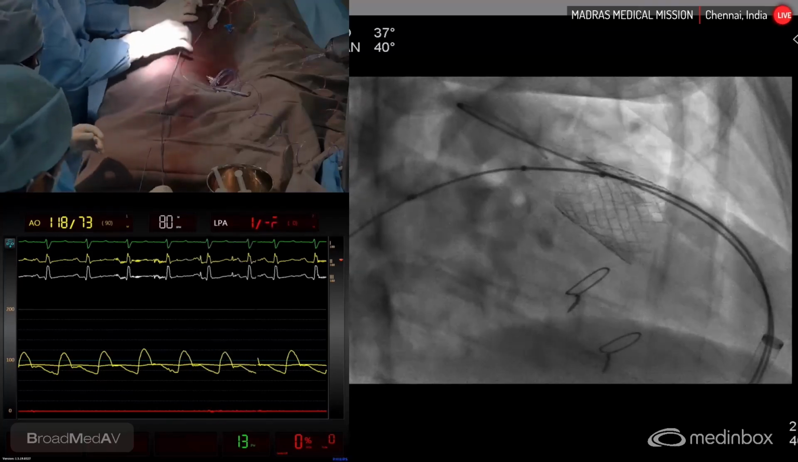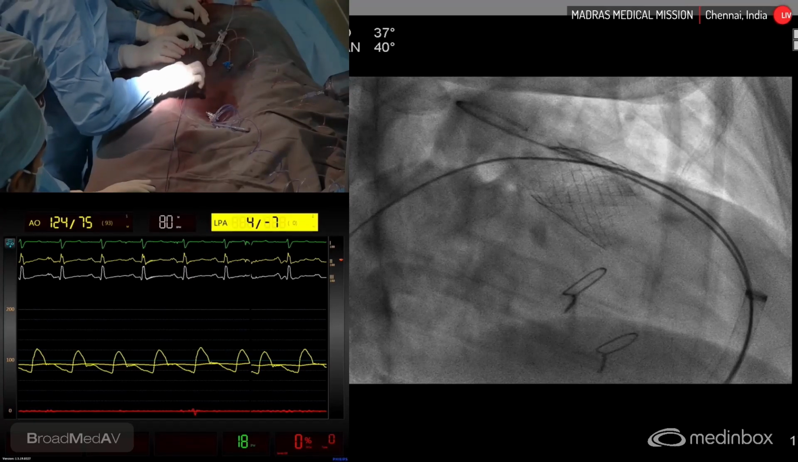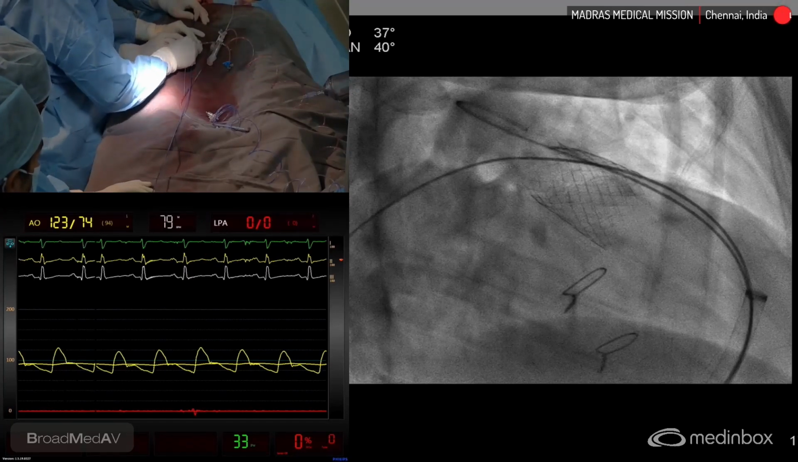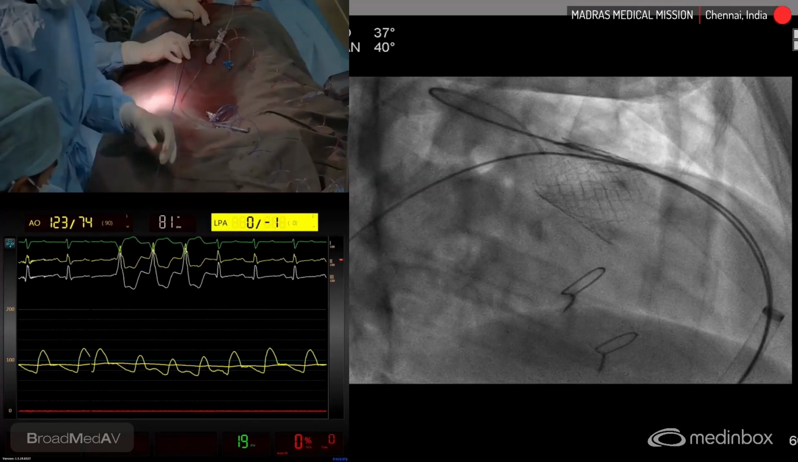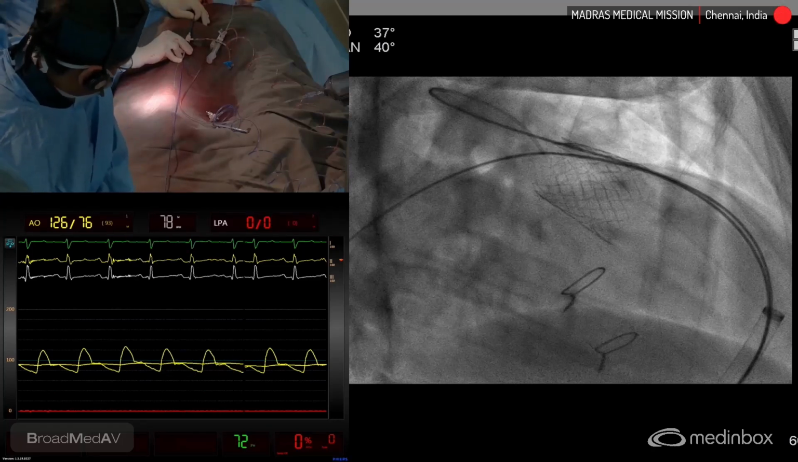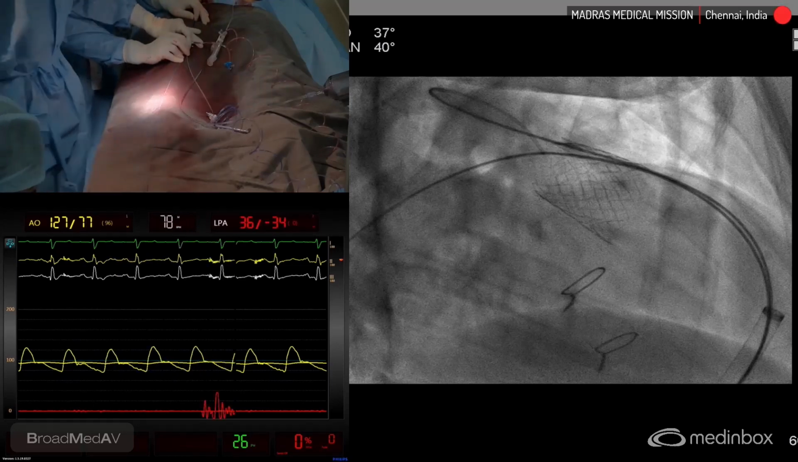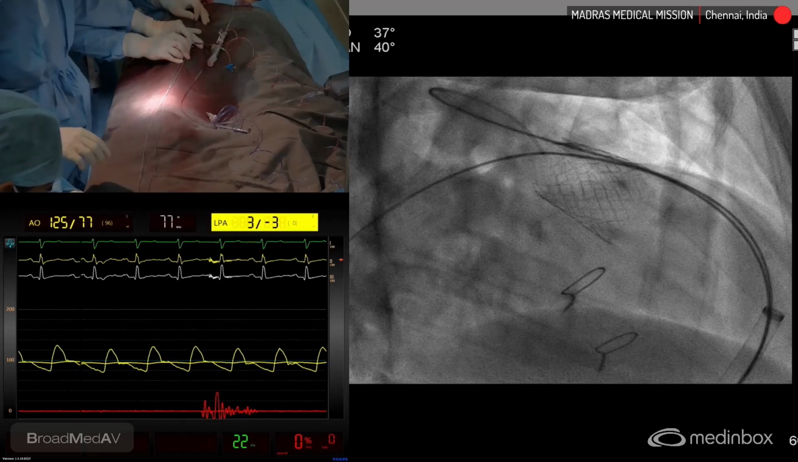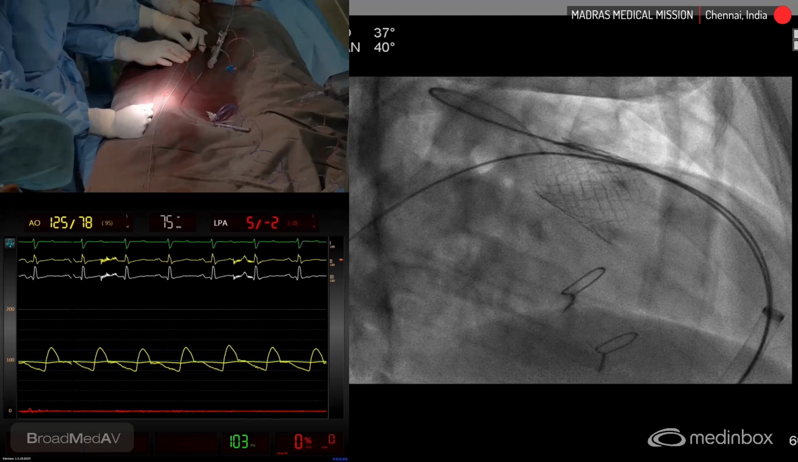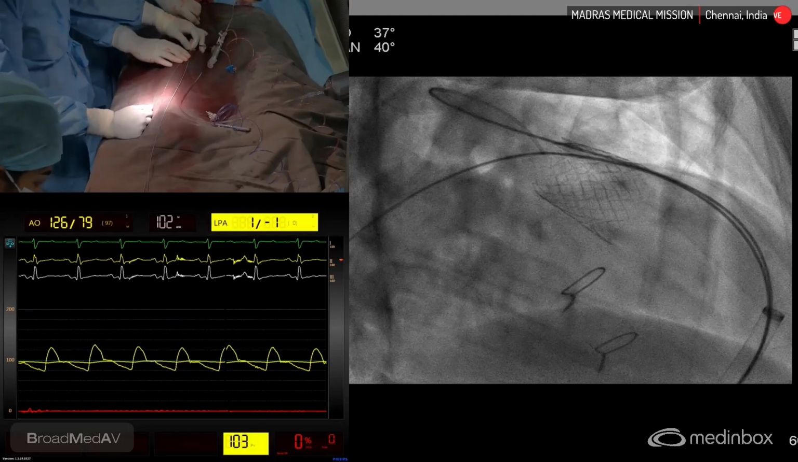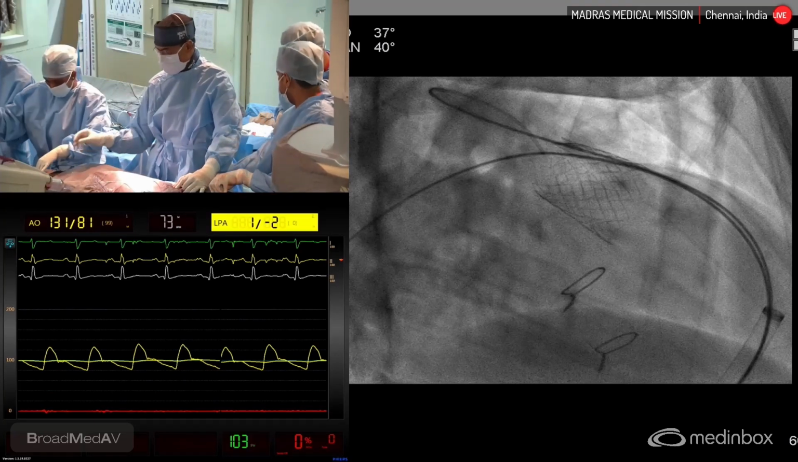This Lunderquist is, you are holding? Okay, this has to be inside. This has to be kept. Okay. Okay. So now let us get both the wires into a little deeper position. So now I need a Judkins right coronary artery catheter. Come to AP view. We will now consolidate the positions of the guide wires because the guide wires have come a little bit out. Can you get it into the Lunderquist wire?